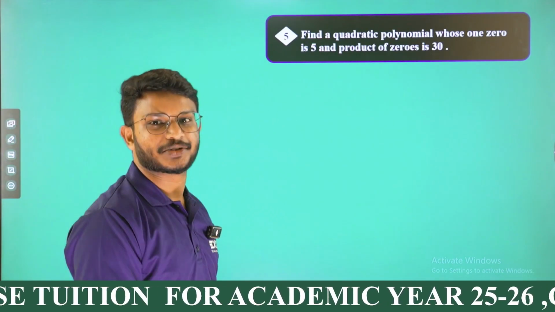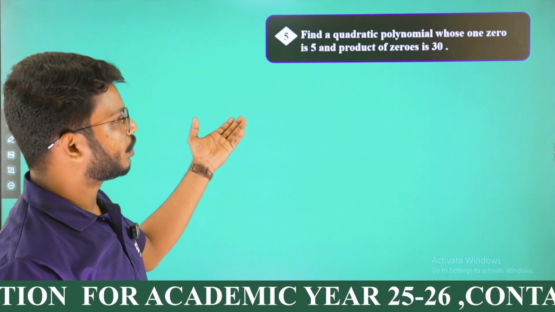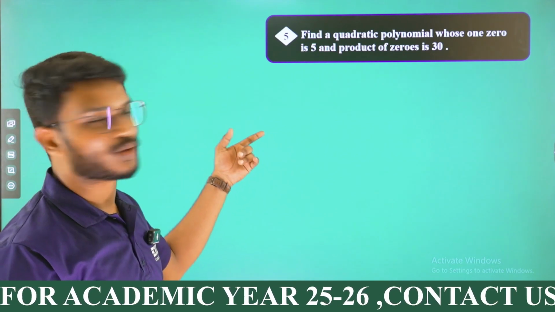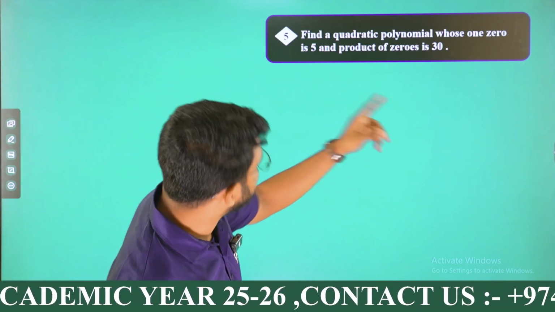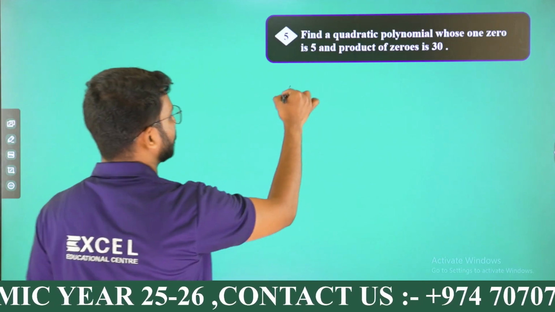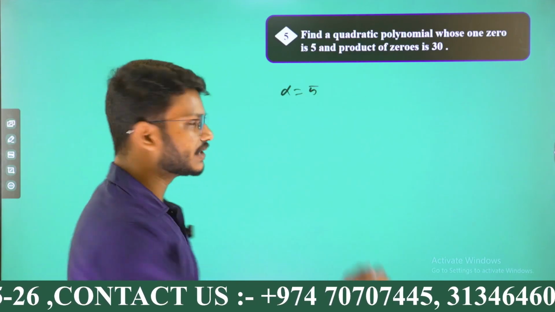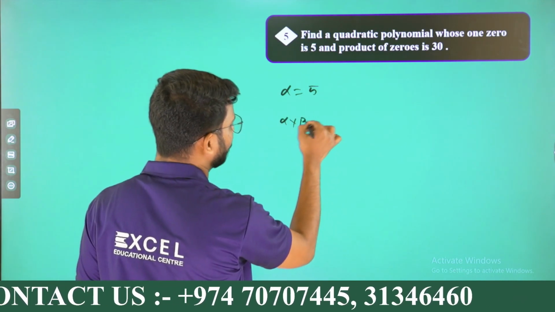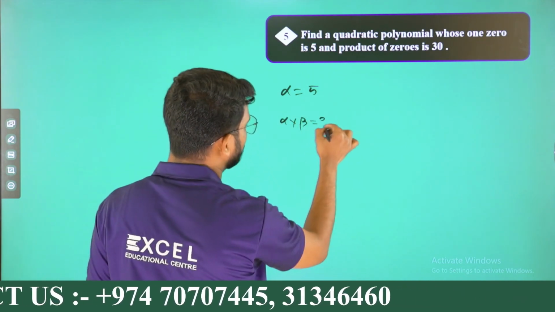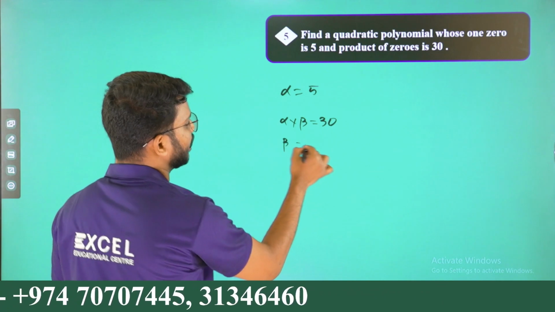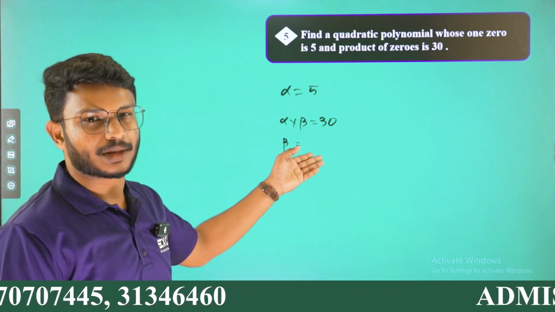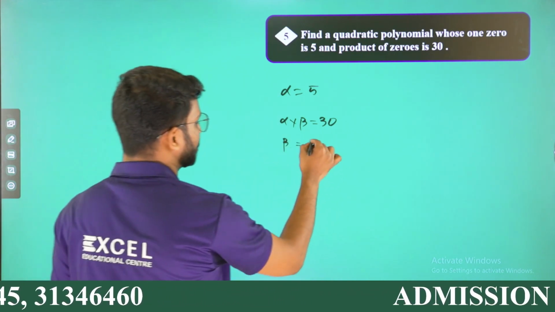This is our next question. Again we have to find a quadratic polynomial whose one zero is 5. We can mark it as alpha, so alpha is equal to 5. And the product of the zeros, alpha into beta, is equal to 30, which is given. So what is beta? 5 into 6 becomes 30, right? So beta is equal to 6.